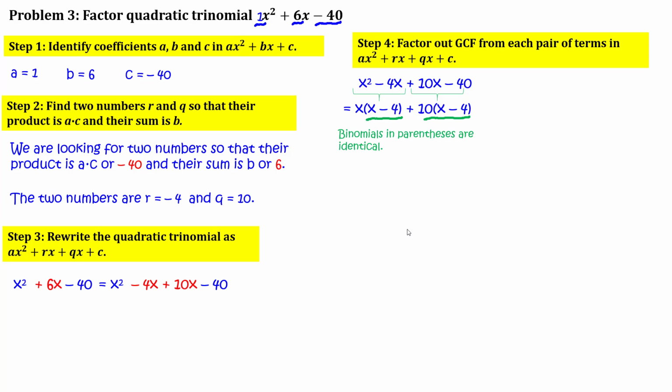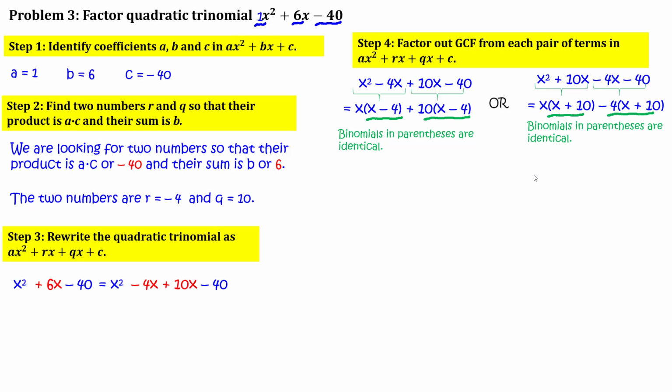So really I'm done. But let's say you switched the negative 4 and the 10 and you wrote this as x squared plus 10x minus 4x minus 40. I want to show you that in this case, not in all cases, but in this case, it will work this way as well. So I'm going to consider two groups of terms. x squared plus 10x has an x in common, so x times x plus 10. Negative 4x minus 40, both negative, have a negative 4 in common. Negative 4 times x plus 10. As long as the stuff inside the parentheses is identical, you did it correctly.